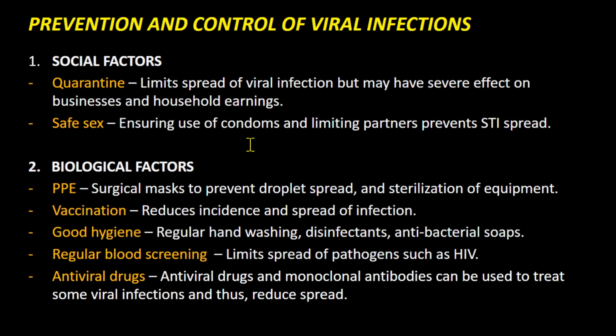Biological factors would include PPE, such as surgical masks to prevent droplet spread, and sterilizing medical equipment. Vaccination reduces the incidence of disease and hence the spread of infection. Good hygiene, such as regular hand washing, use of disinfectants and antibacterial soaps, also reduce the incidence of disease and spread of disease. Regular blood screening limits the spread of pathogens such as HIV, and antiviral drugs and monoclonal antibodies can be used to treat some viral infections and thus reduce the spread.